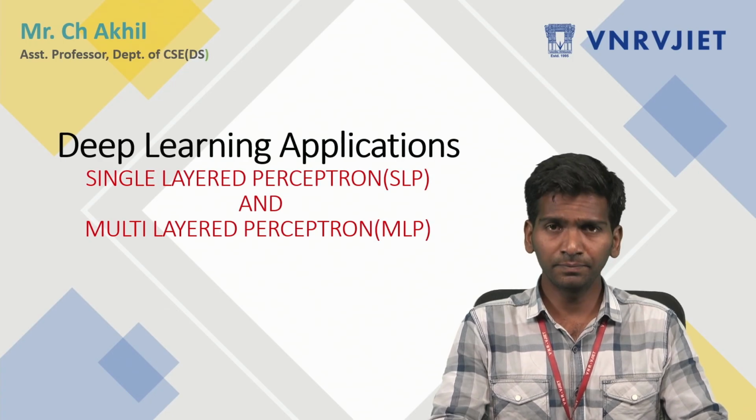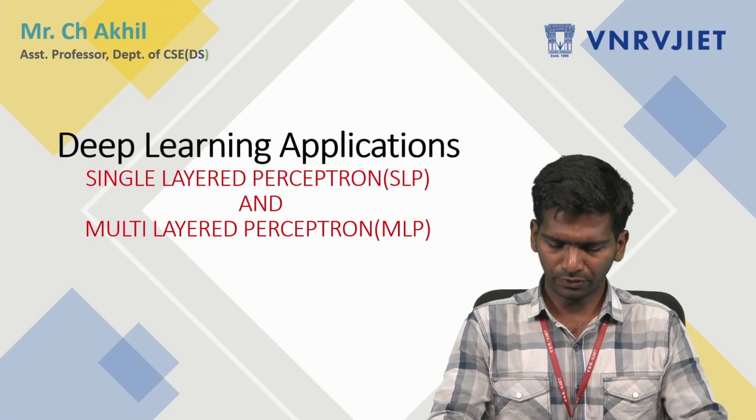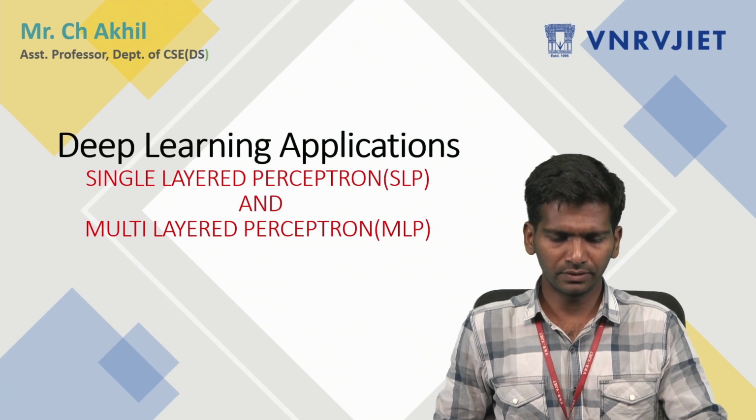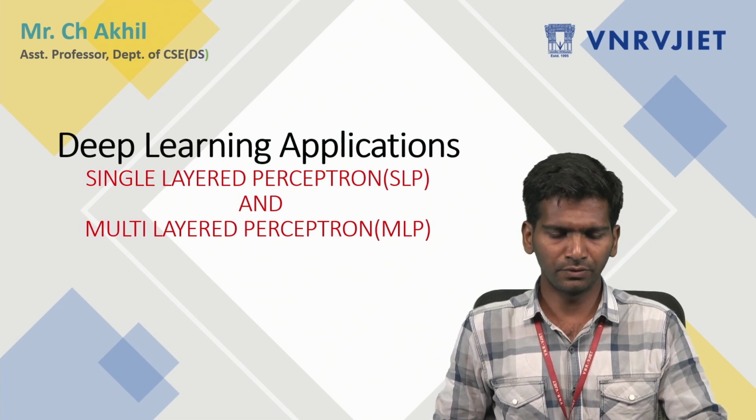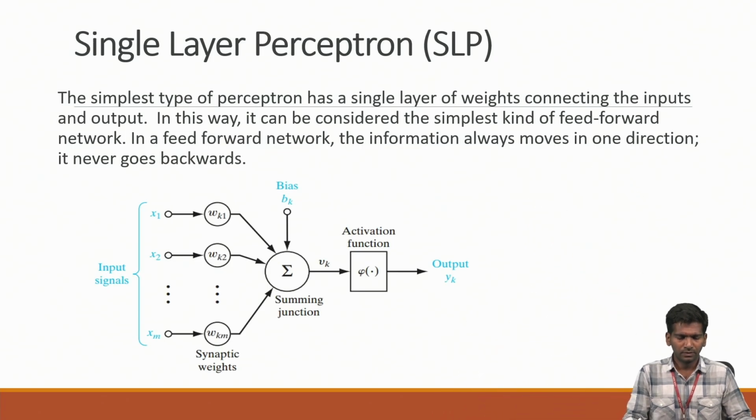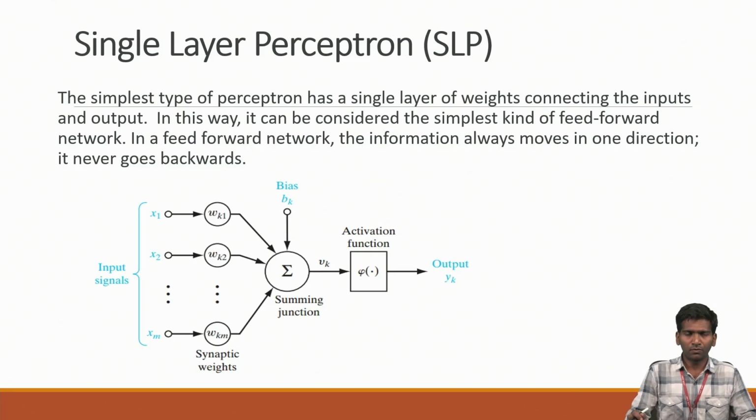Those are nothing but different types of neurons. First one, what is a single layer perceptron? SLP. While designing a neuron, they first designed an SLP, single layer perceptron.